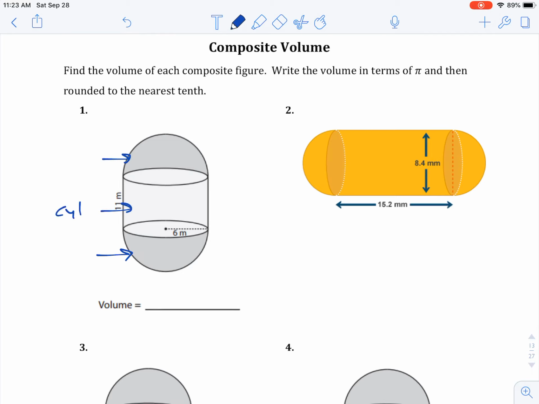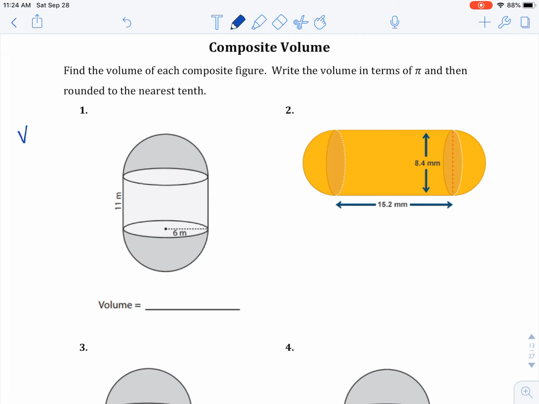So there's our cylinder. This is half a sphere. This is half a sphere. So really we've got one full sphere and then we've got a full cylinder. So we're just going to do those two parts, add them together, and we'll have our whole volume. So the first step is, of course, just figuring out what the shapes are that you have before trying to find any volume of it.